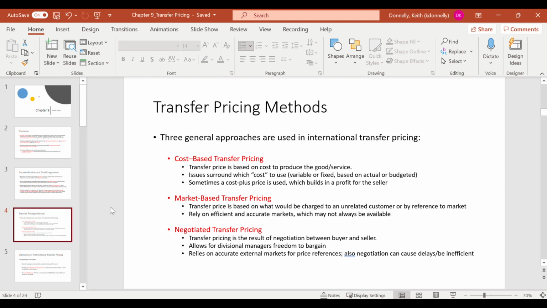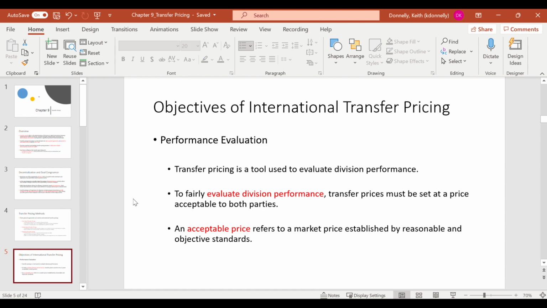A third approach you could take is negotiated transfer pricing. Hey, A and B, you want to sell items to each other. That's great. You privately negotiate, figure out what the price will be. Problem with this is efficiency, right? If every time we have subsidiaries selling goods and services to each other and we have to build in time to negotiate, that's not really an efficient way of running a business. Maybe it's simpler and more effective to just use cost or market. So transfer pricing, as we've talked about, comes into play with performance evaluation.